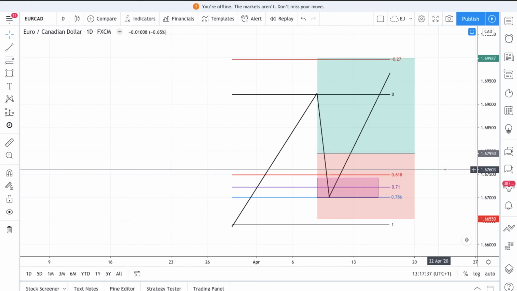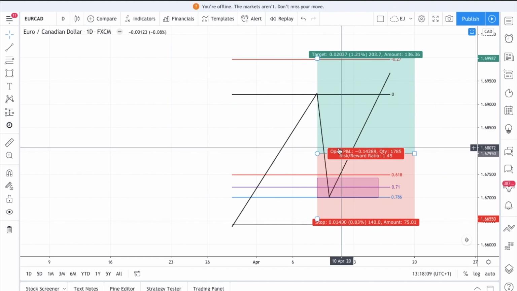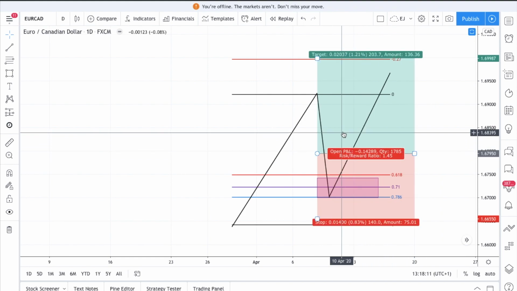Personally, I look for at least 1 to 3 in any trade. So you risk £300, for instance, to gain £900. We don't want to be risking £300 to gain only £300, because we have one losing trade and we've just lost. Whereas if we have a 3-to-1, we can lose 3 trades and then win 1 trade and still be profitable. So definitely something to look out for.